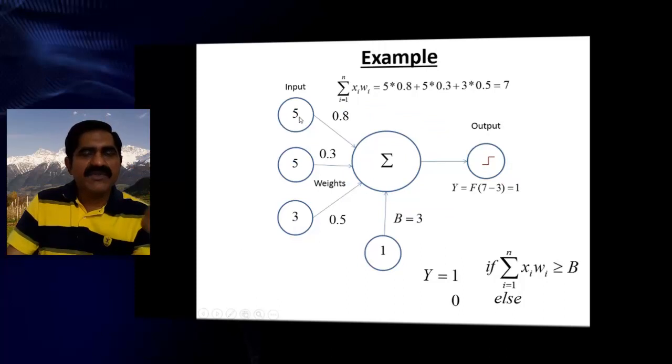Now I am taking inputs 5, 5, 3 and different weights 0.8, 0.3, 0.5. I am taking bias value 3. This bias is subtracted from this summation. That is our algorithm. Bias indicates threshold. So if you multiply 5 and 0.8, 5 and 0.3, 3 and 0.5, and do the summation, you get the value 7. Now what is your threshold? 3. So 7 is greater than 3, then your output is 1.